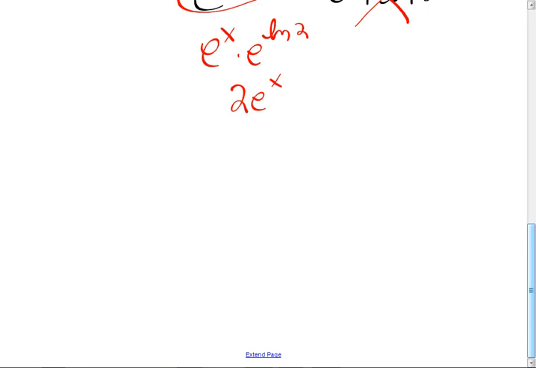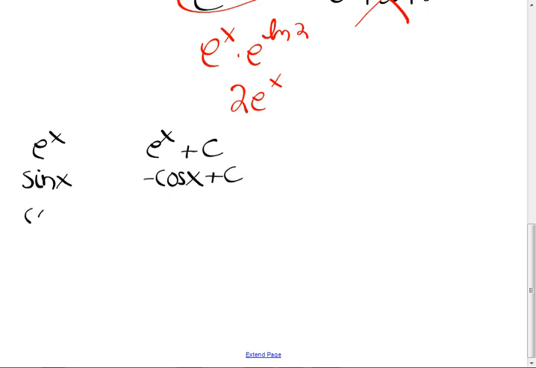What's the integral of e to the x then? E to the x plus c. Now, what about the sine function? Negative cosine of x plus c. What about the cosine function? Sine of x plus c.